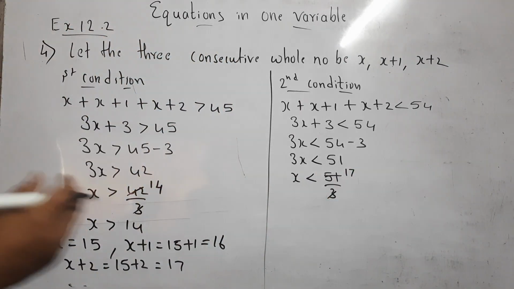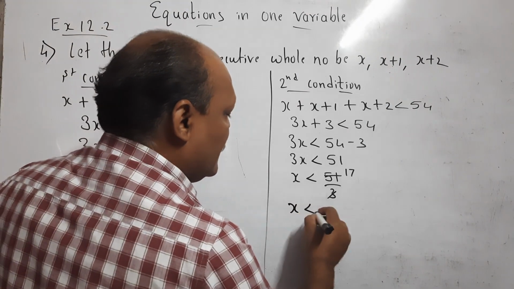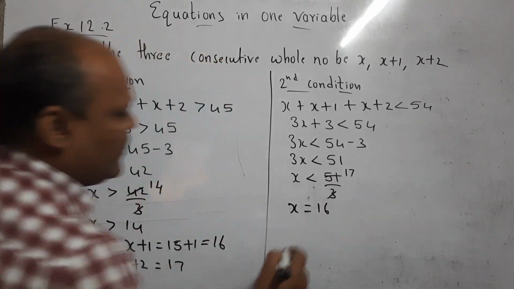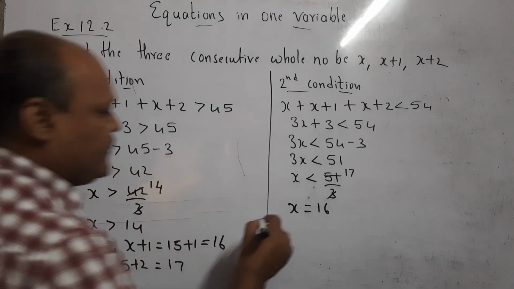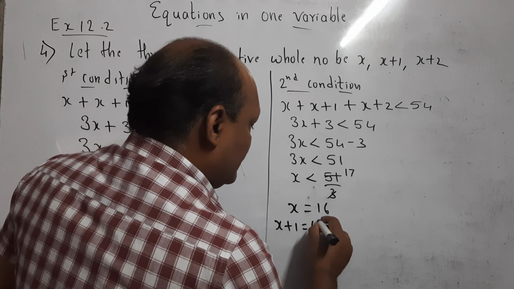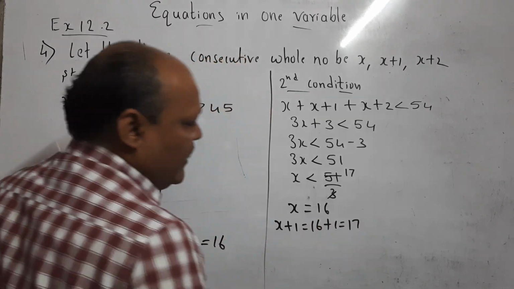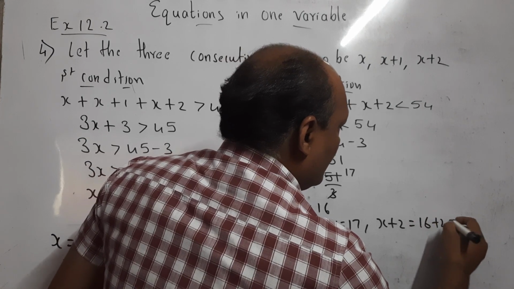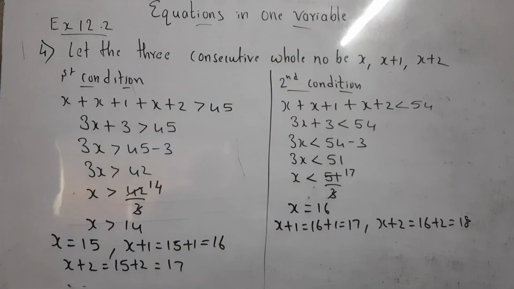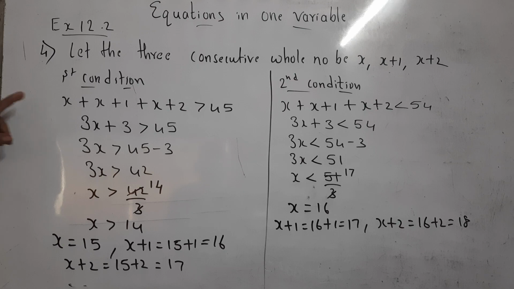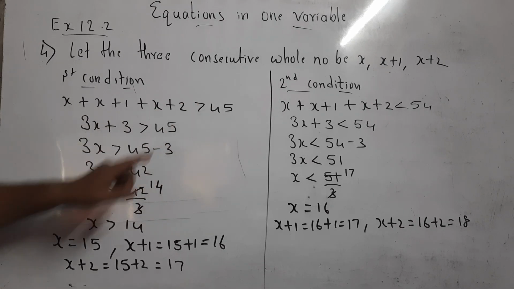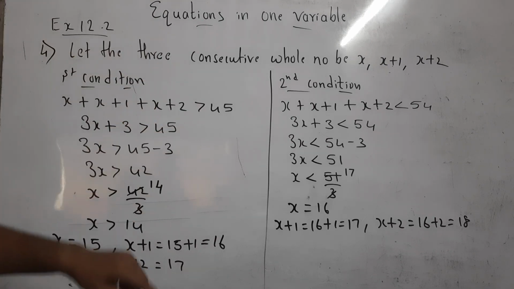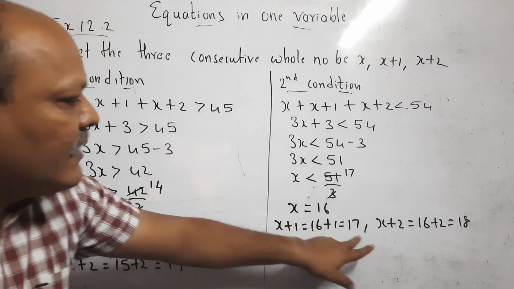Less than 17, so what will come? x is less than 17, so x is equal to 16. Then x plus 1 is 16 plus 1, how much do you get? 17. And x plus 2 is 16 plus 2, how much did you get? 18. So when the sum is greater than 45, you get 15, 16 and 17. And when it is less than 54, you get 16, 17 and 18.